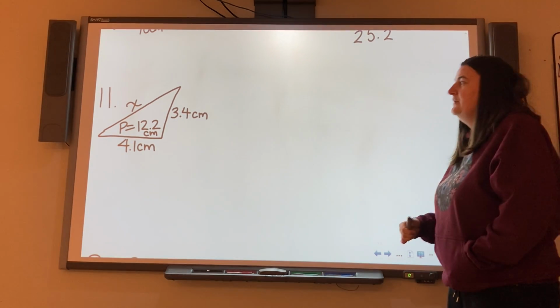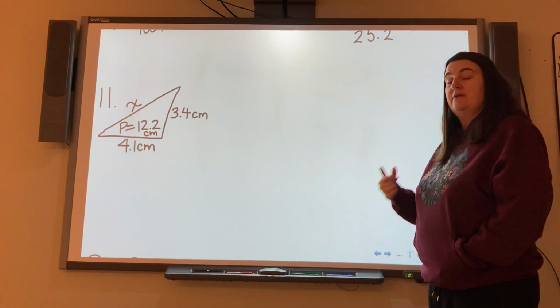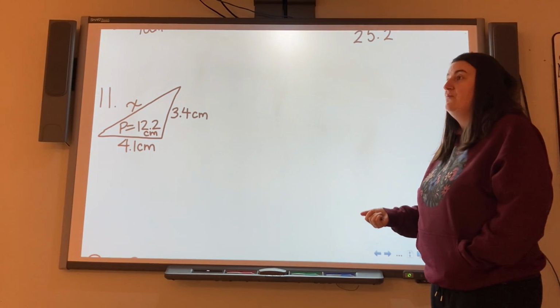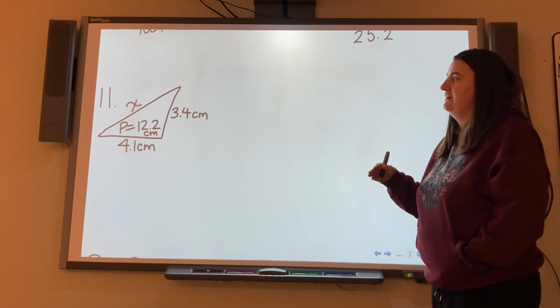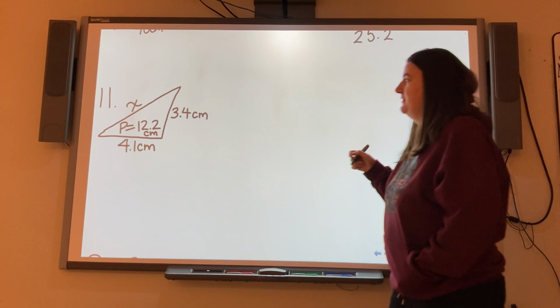Number 11, we have to do something a little bit different. Number 11 tells us already what the perimeter is, and we have to work backwards to figure out what the missing side is instead. So let's talk a little bit about how that looks.